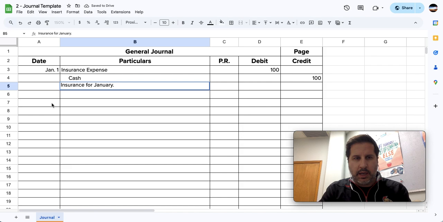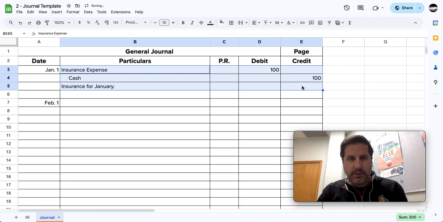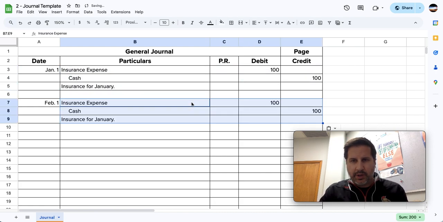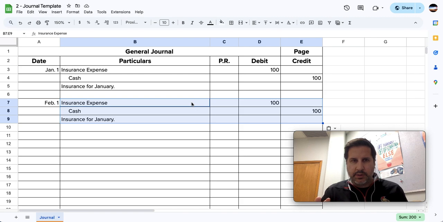And then February 1st, I would once again have this. So I would repeat this 12 times. Each month, I am paying $100, right? So that is if we aren't using adjusting entries. I think that's pretty easy to understand, but it's also not the purpose of this unit. So let's put that aside now. That is a regular transaction that we saw in previous units. Now let's get into prepaids and how they work.